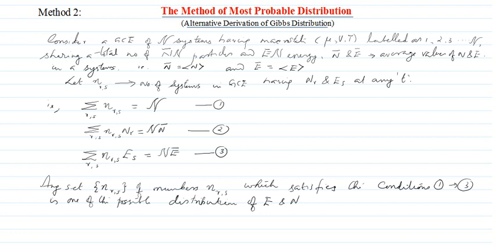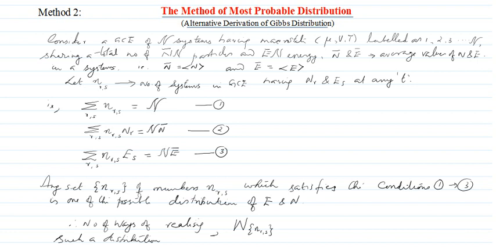Now, by using combinatorics, or the idea of permutations and combinations, we can say the number of ways of realizing such a distribution. The number of ways of realizing such a distribution is given by W, the weight factor, corresponding to n_rs.